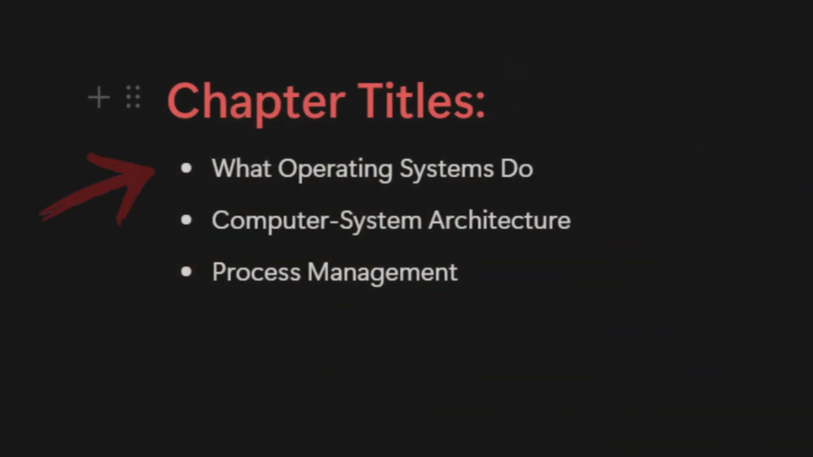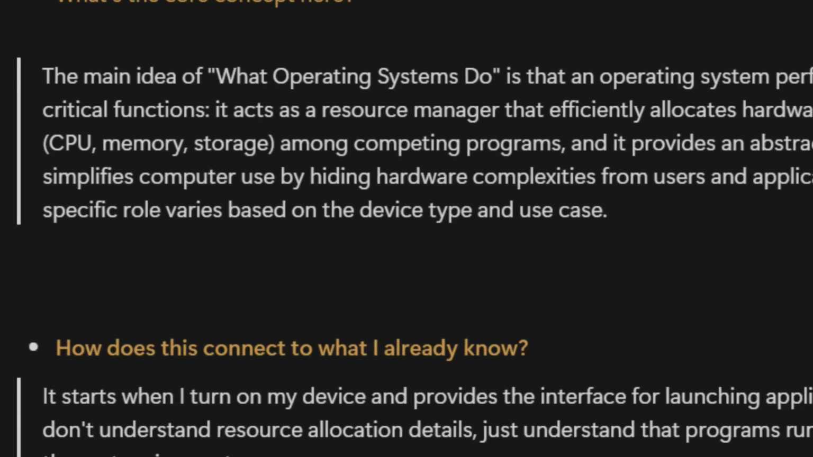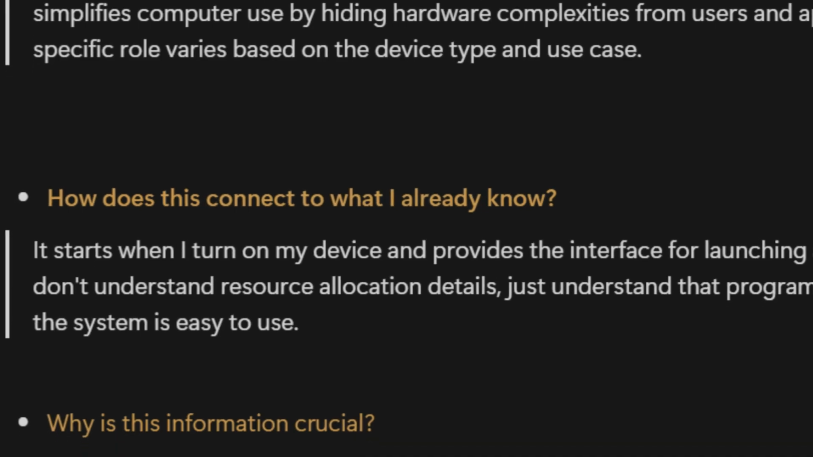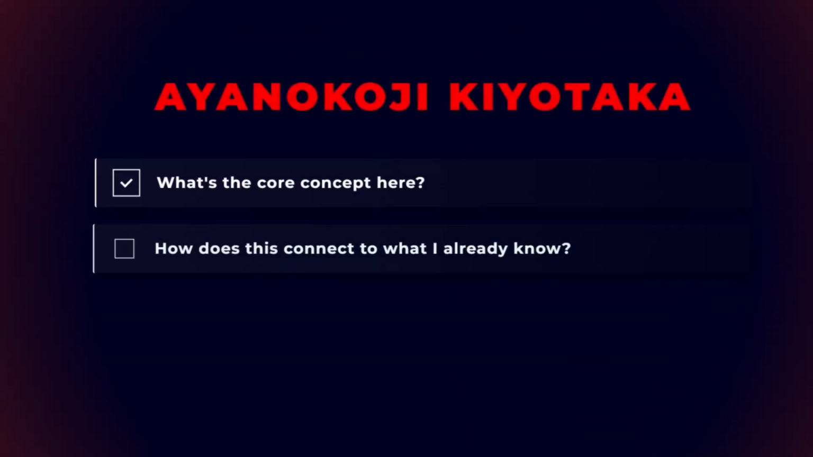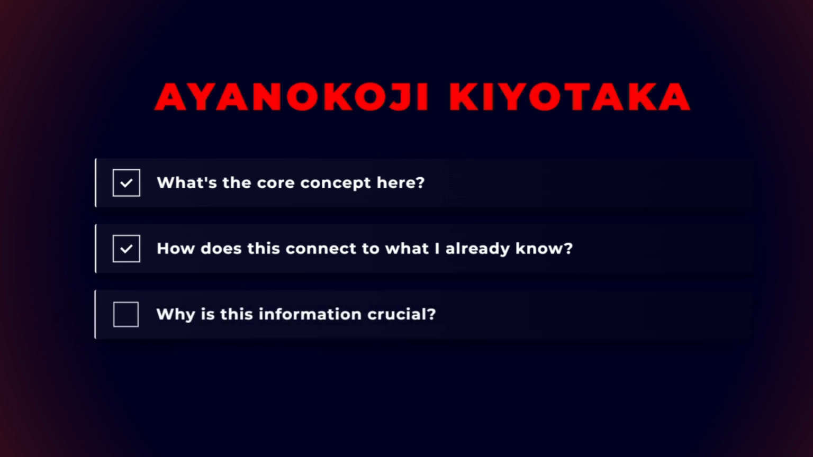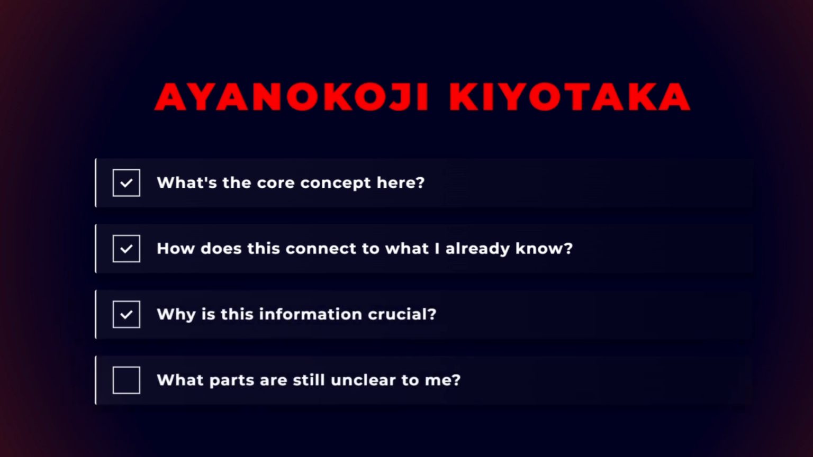Step 3. Filling the template. First, input your chapter titles here, then, for each topic, you'll answer those 4 critical questions. What's the core concept here? How does this connect to what I already know? Why is this information crucial? And what parts are still unclear to me?